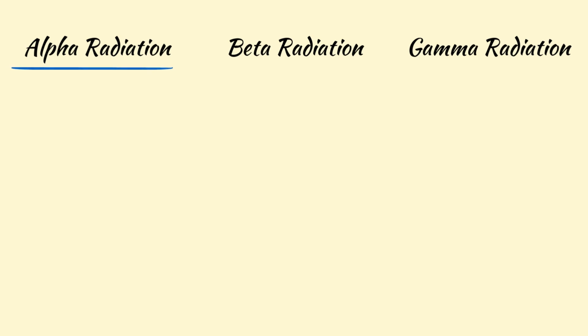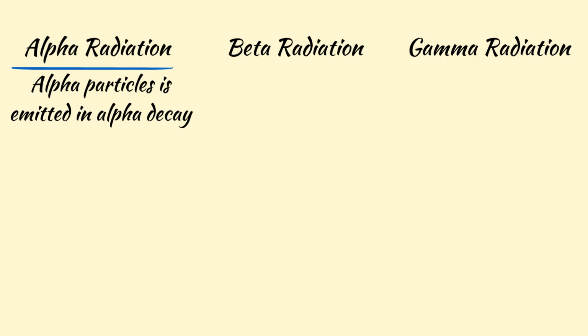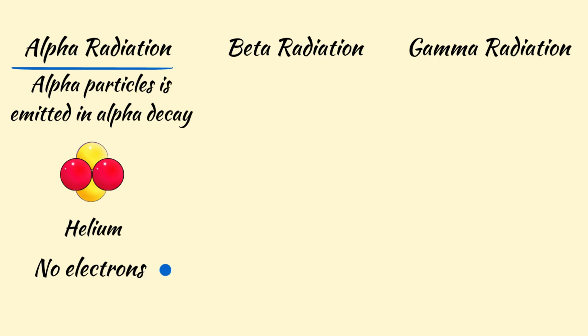Alpha radiation is emitted in alpha decay. In this decay, an atom to become stable releases 2 protons and 2 neutrons combined. It means it releases a helium nucleus which has 2 protons and 2 neutrons, but it has no electrons when it's emitted and seeks to gain them from the environment. This decay happens in heavier atoms.